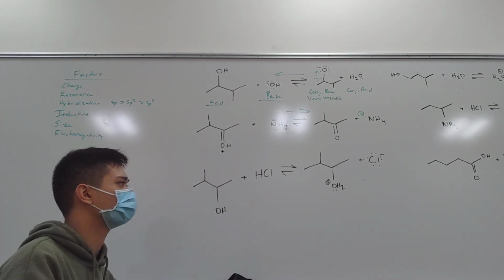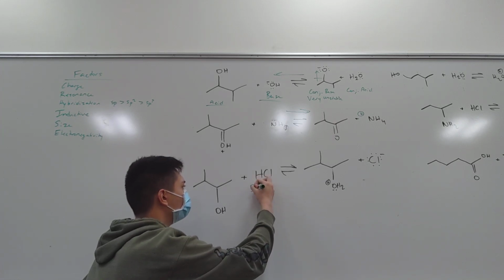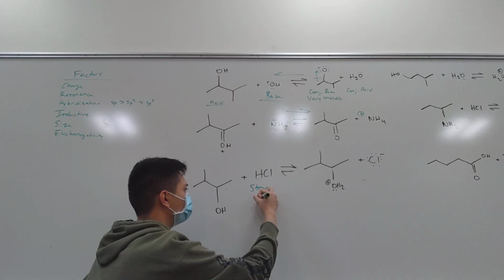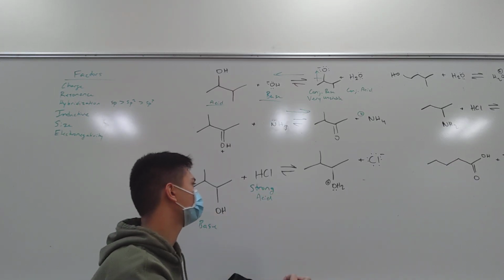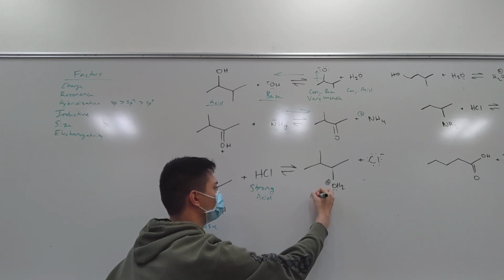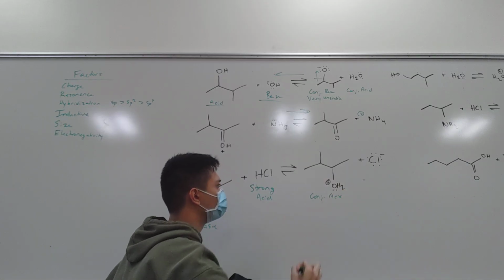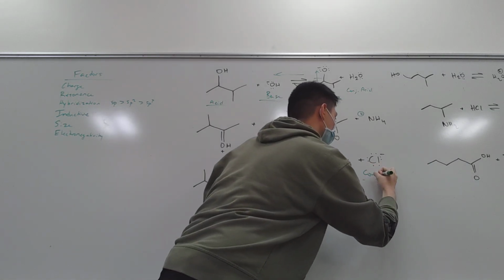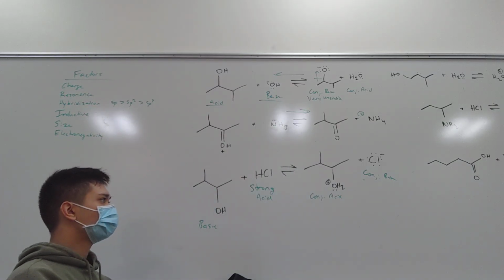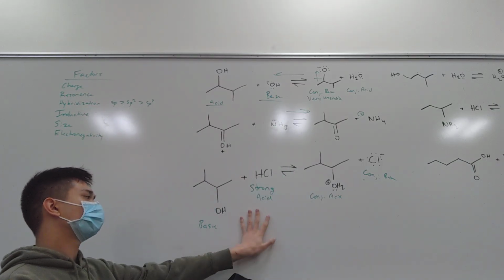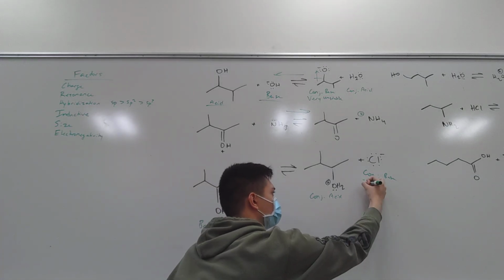So if we take a step back, look at this again, this is a strong acid, and this is our base in this case, and this is going to be our conjugate acid, and this is going to be our conjugate base. Okay, so as we said, this hydrochloric acid is a strong acid, meaning that the conjugate base must be pretty weak.